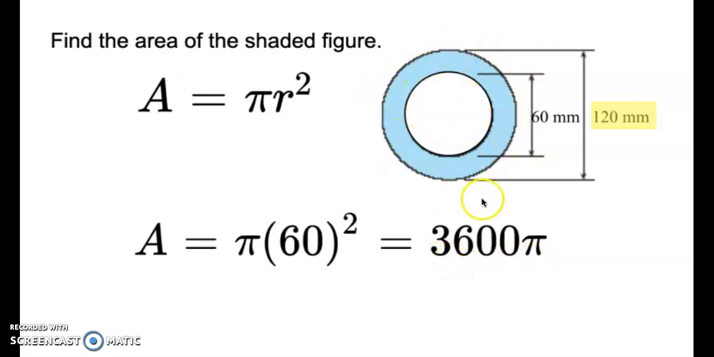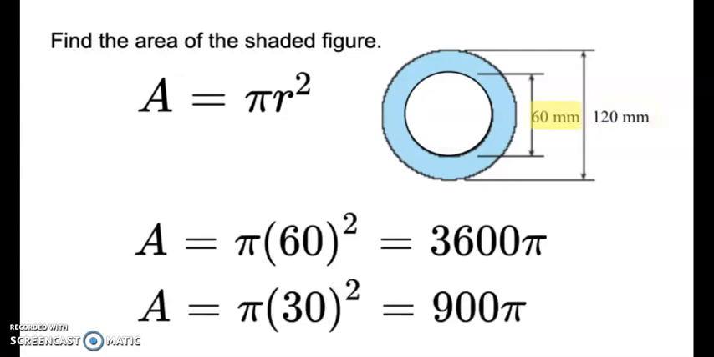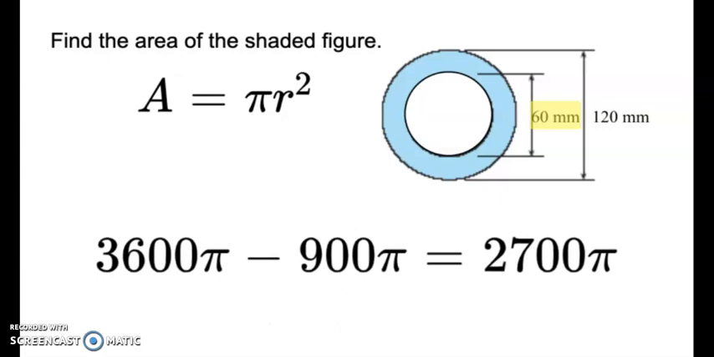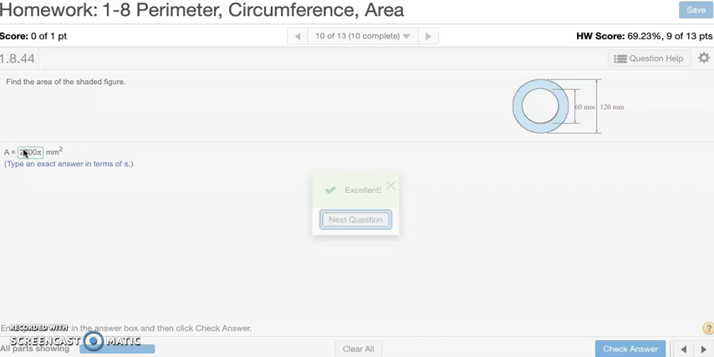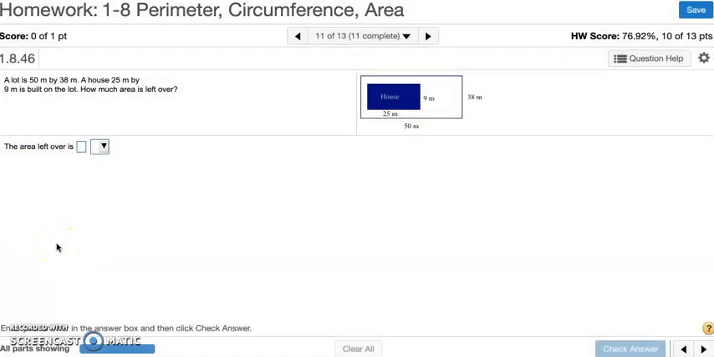this entire large piece. The center white piece, we cut the 60 in half and square it, so there'll be 30 squared, which is 900. Now to find the area of the shaded part, we subtract them. So 3,600 minus 900 gives you 2,700 pi. So let's type that in. So 2,700 pi. And that's number 10.